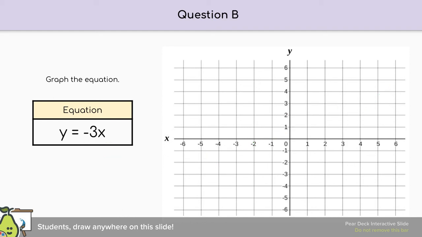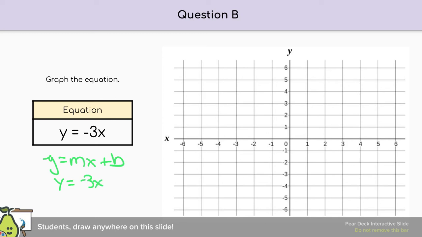Okay, in our next example, we have the equation y equals negative 3x. And again, this equation is going to be linear because it follows our standard form of y equals mx plus b. And in this case, the equation is also proportional. So let's take a look. So we have y equals negative 3x.